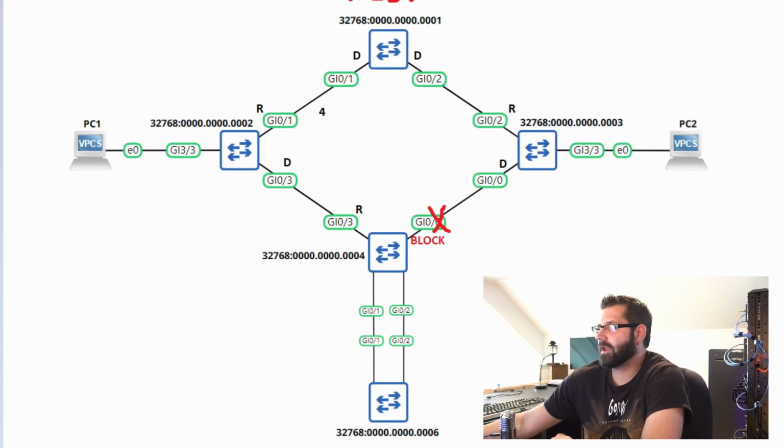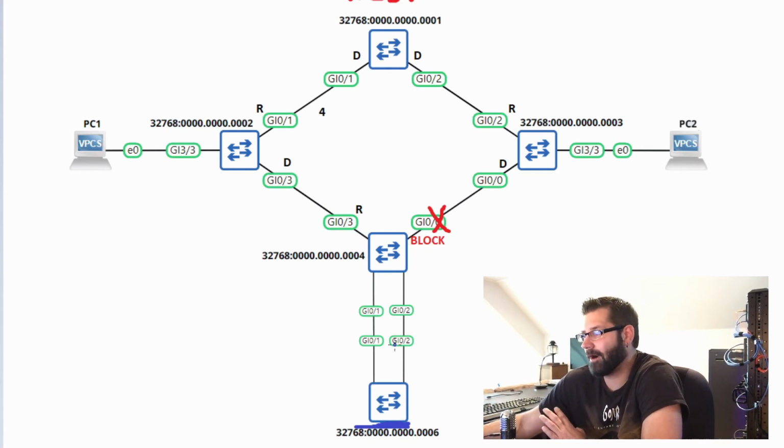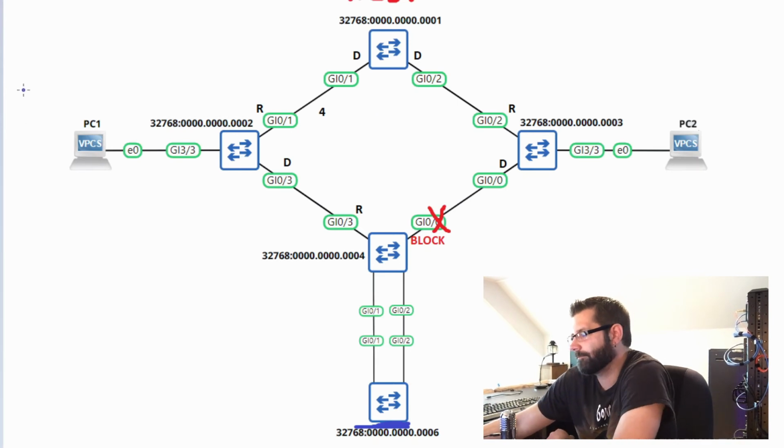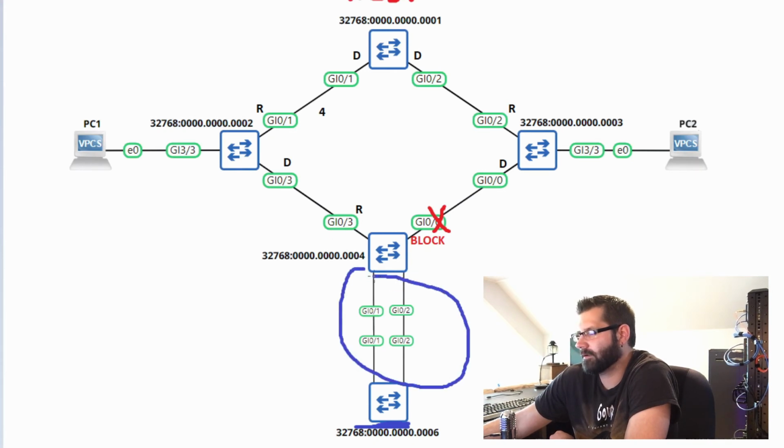Okay, now last but not least, we have this switch down here at the bottom. I put this in here to try to throw some people off, but in the end, help them out, so that if they ever encounter this, they're not put on the spot and don't know what to do. Here we're in the same position as this one right here. We have two interfaces that lead to the root bridge, but these two connections are connected to the same switch.